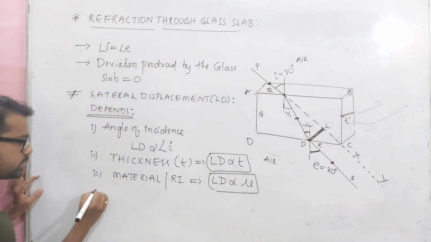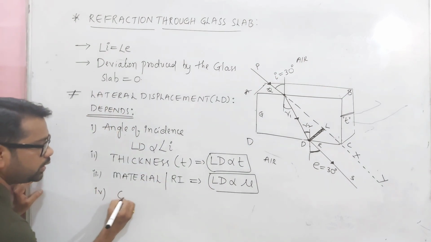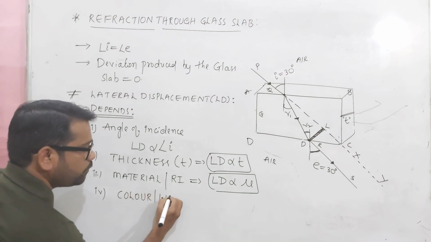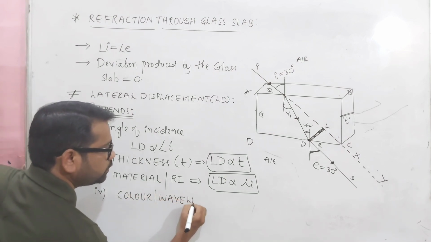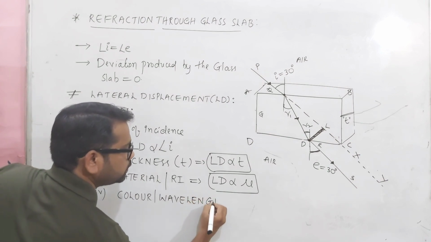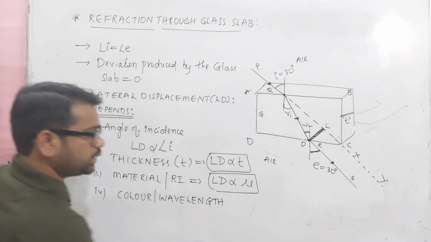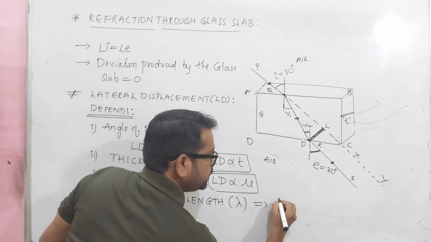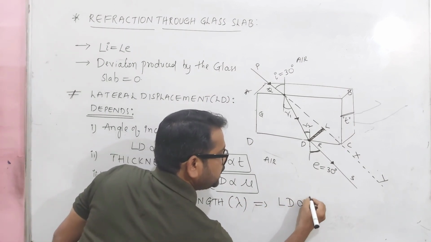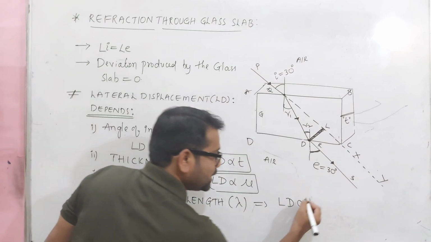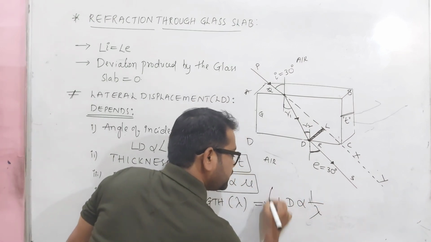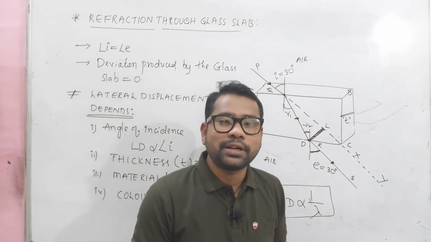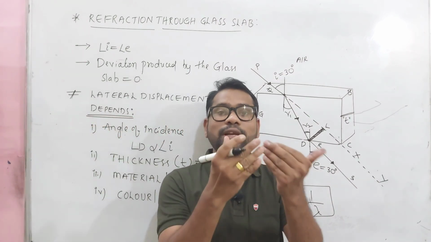Okay, and the fourth point is color or wavelength of the light used, that is lambda. So children, here lateral displacement is not directly proportional, it is inversely proportional to the wavelength. That is, the more the wavelength, the less the lateral displacement. The less the wavelength, the more the lateral displacement.